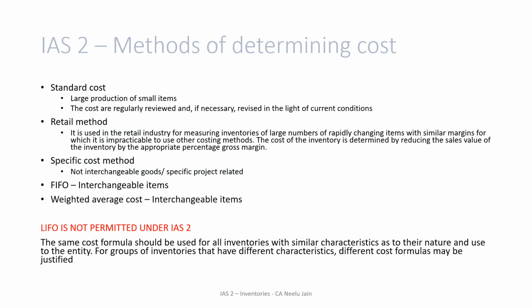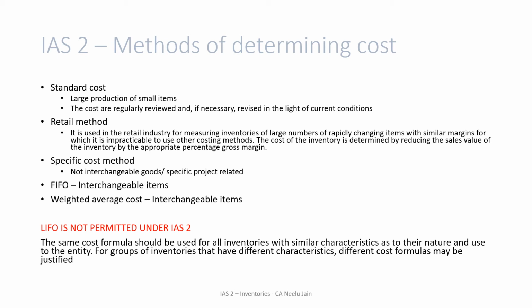Let's look at the next slide, which is methods of determining cost. Now, IAS 2 has specifically provided some guidance on methods of determining the inventory cost. To start with, standard cost. In case you have a large production of small items, then you can account your inventory as per standard cost. However, these standard costs are to be regularly reviewed and if necessary, revised in the light of current conditions. The standard cost is used because it's very impracticable for you to know the value of each item of inventory individually.